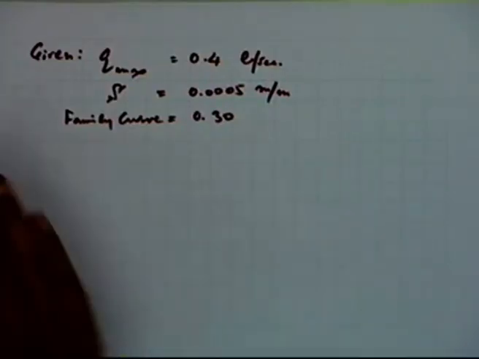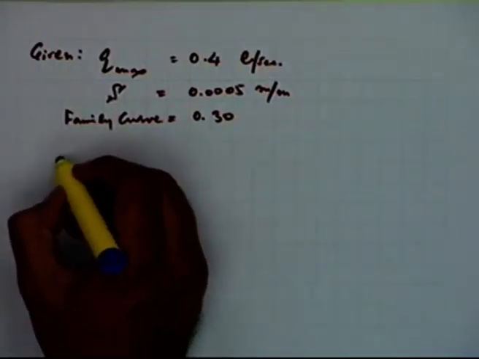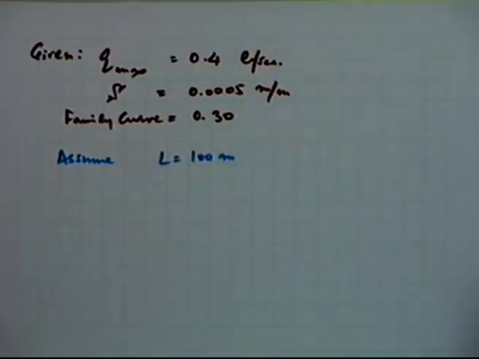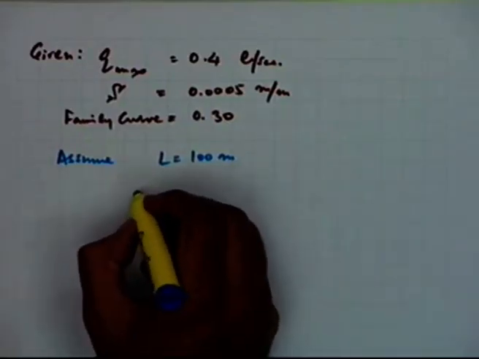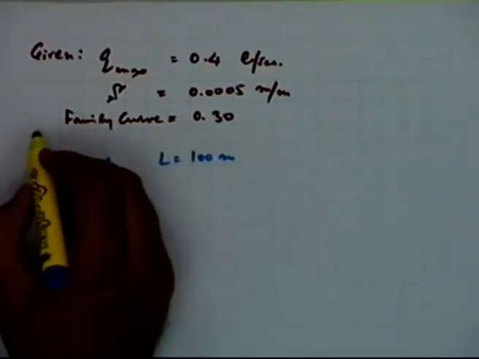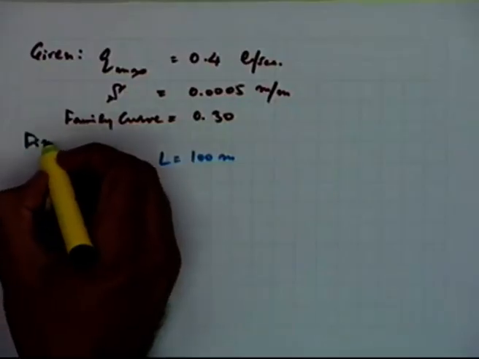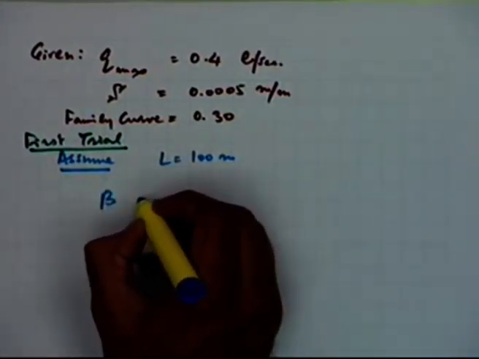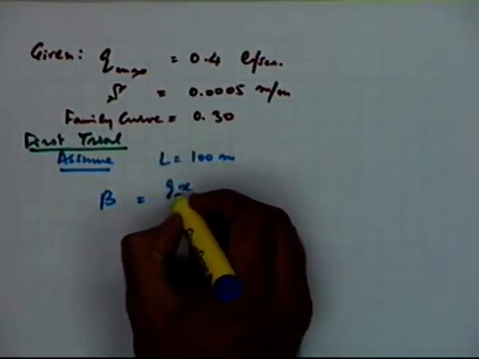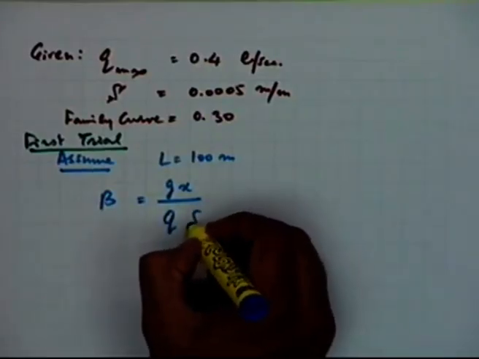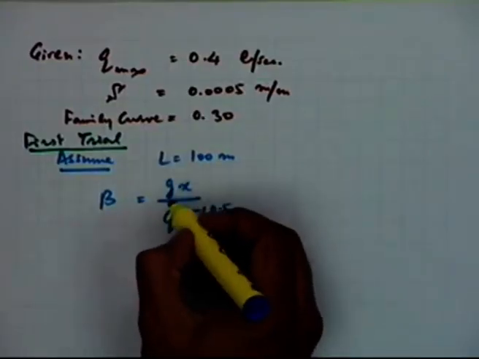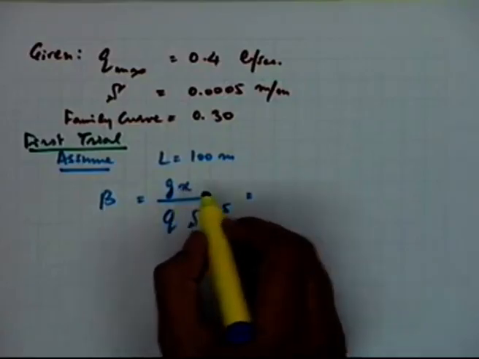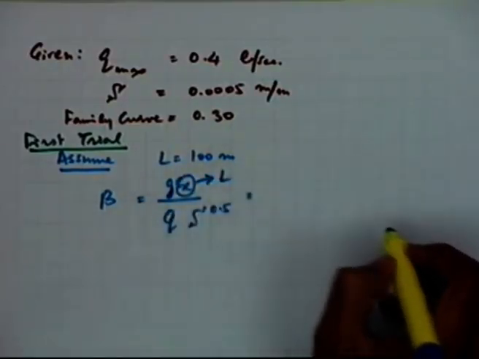So now as a first trial, you have to make trial runs. Assume a length of the field, let's say we assume 100 meter length. Let's call this the first trial. You can evaluate beta since we know the values of all these parameters. G is known since the family curve is known, and X is 100 meters, that's what we have taken as the length of the field considered.